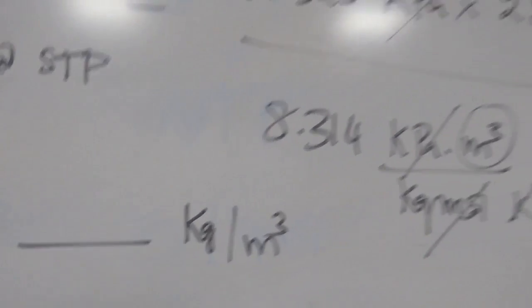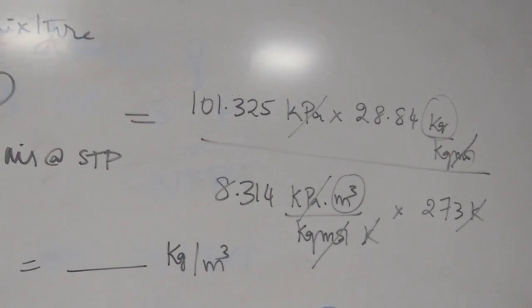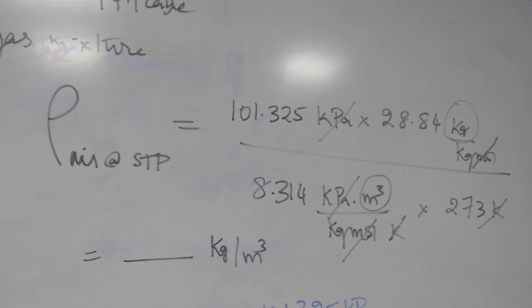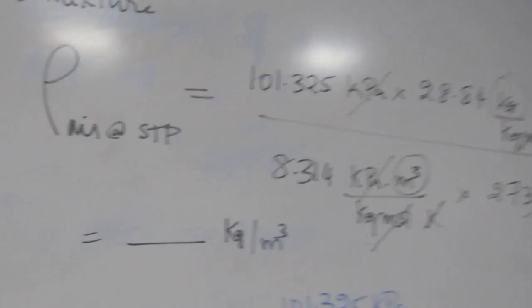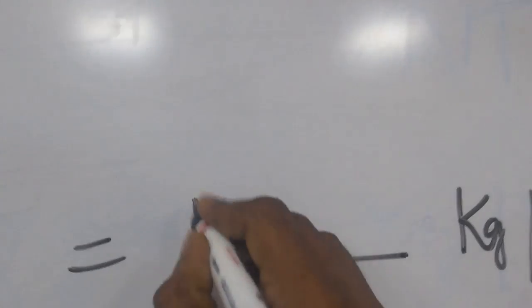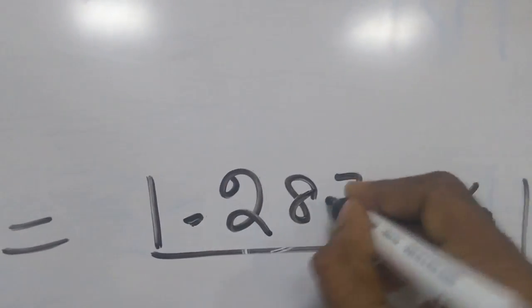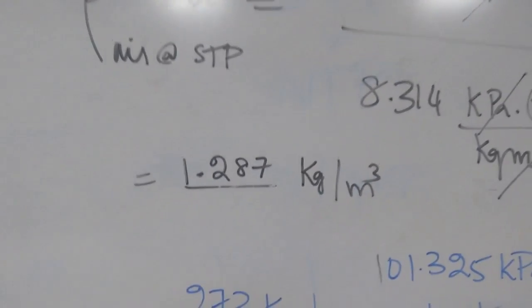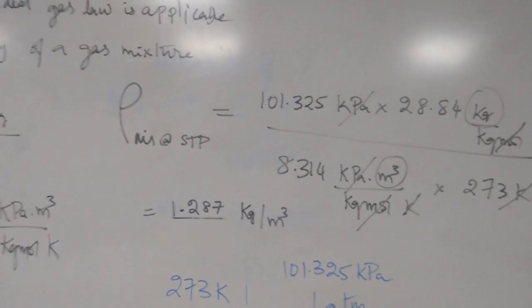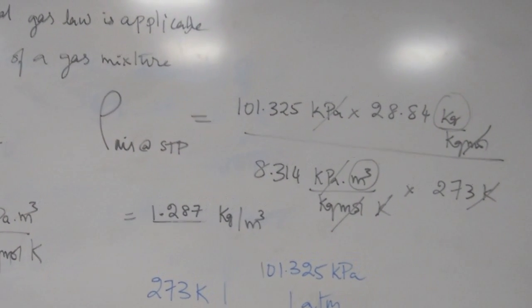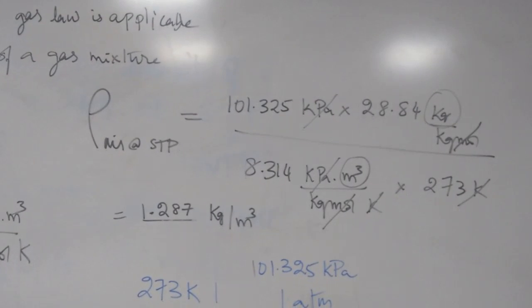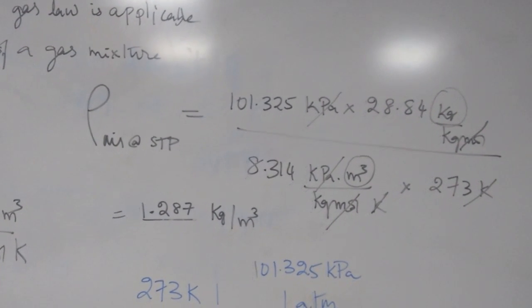So what is the answer? Use your calculator. Yes, you will get 1.287. We get density of the air at standard temperature and pressure is 1.287 kg per meter cube.